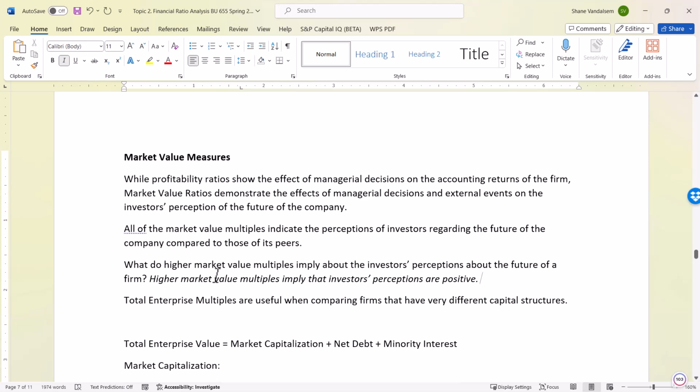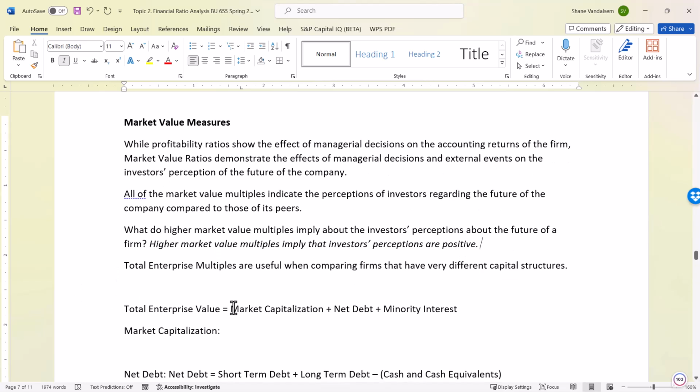Total enterprise multiples are useful when comparing firms that have very different capital structures. The total enterprise value of a firm is its market capitalization plus its net debt plus the minority interest that the firm has. Market capitalization is equal to the product of the number of shares outstanding multiplied by the current price per share.